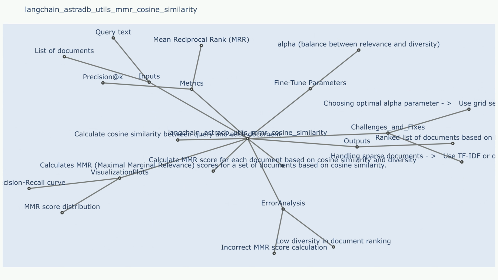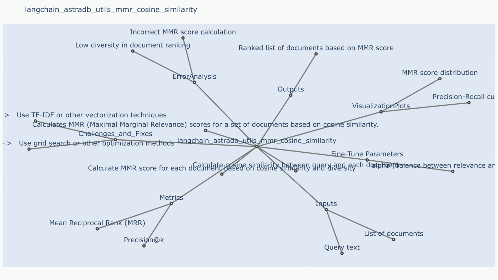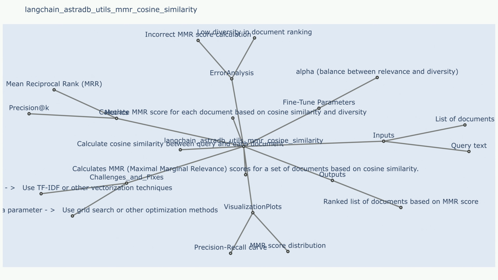Steps. Embed the query using the same embedding model used to embed the documents. Calculate the cosine similarity between the query embedding and each document embedding. Utilize the MMR algorithm to select the most relevant and diverse documents based on their cosine similarity scores and their similarity to previously selected documents. Metrics. Cosine similarity measures the similarity between the query and document embeddings. MMR score measures the relevance and diversity of the selected documents.